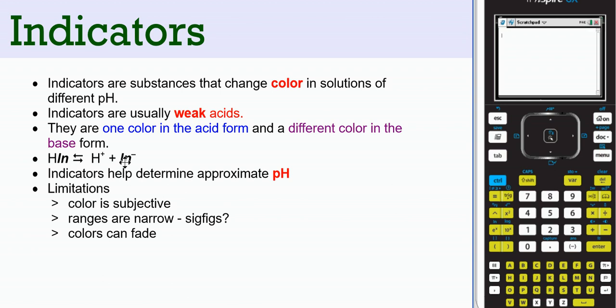So these help us find approximate pH. They're limited by the fact that they're subjective in color. Ranges are narrow, so there's really no sig figs, and the colors can fade and mix.